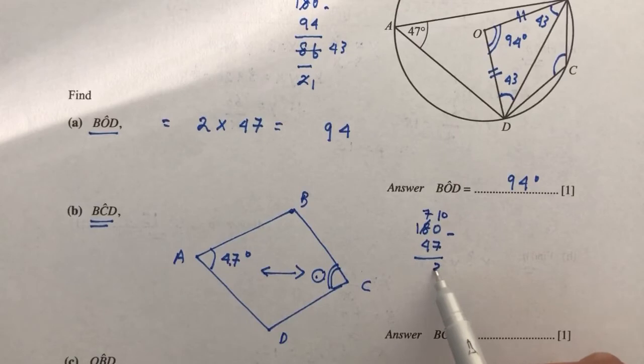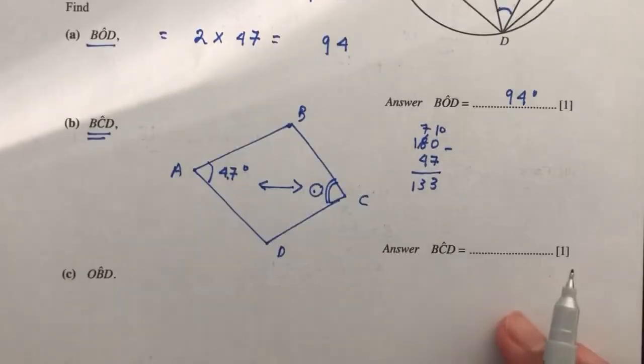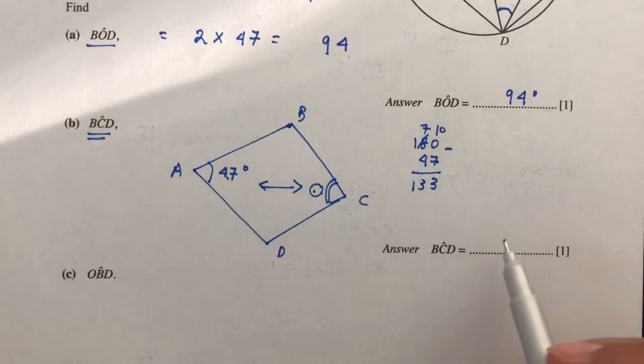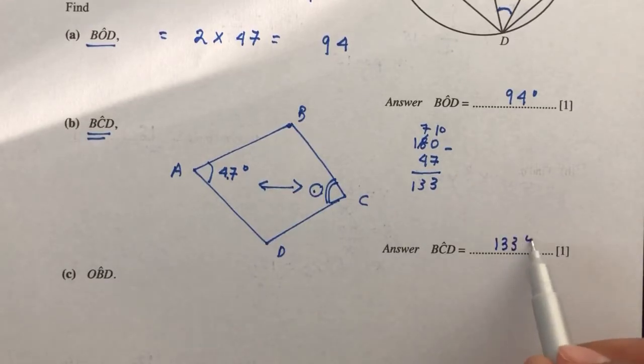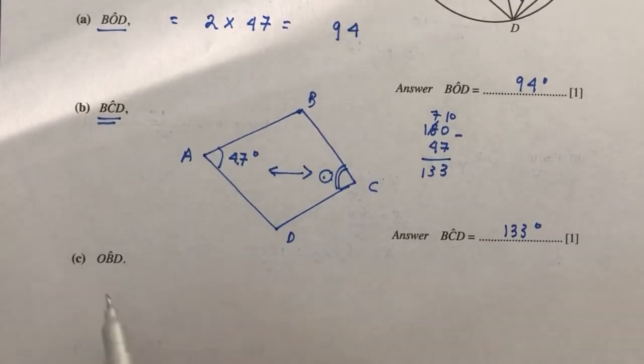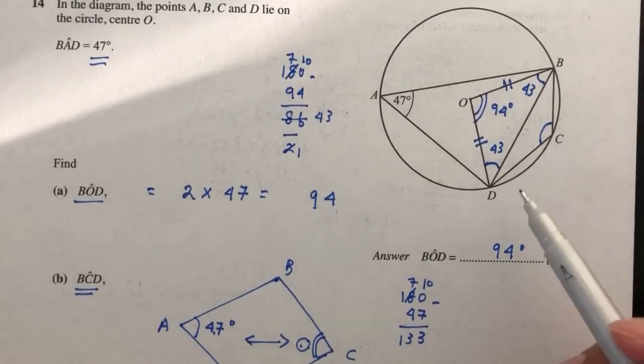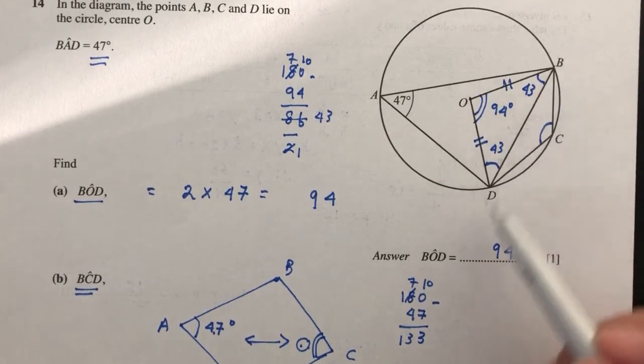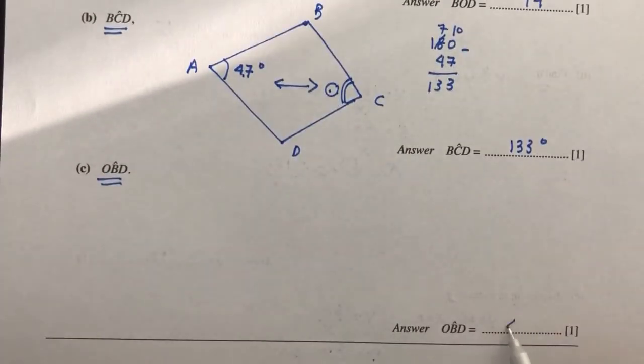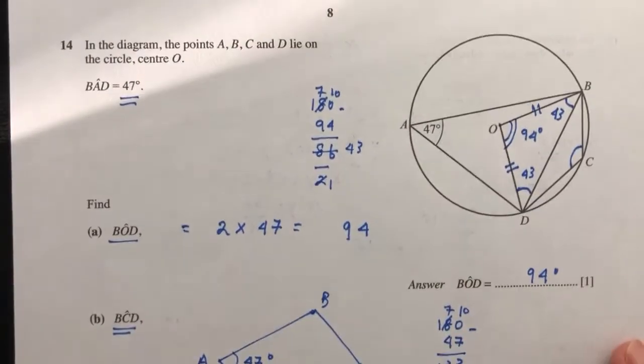10 will be 3, 7 minus 3, 4 will be 3 as well. So BCD will become 133 degrees. So for the last part, find the angle OBD. So where's OBD? OBD, that will be 43 as shown above. So that will be 43 degrees. And that is question number 14.